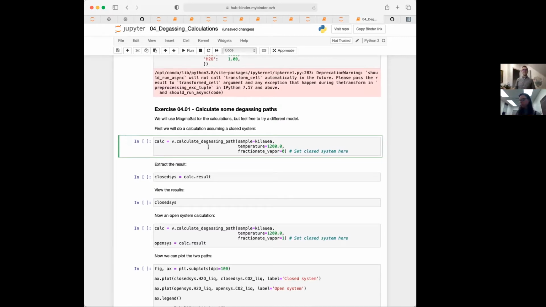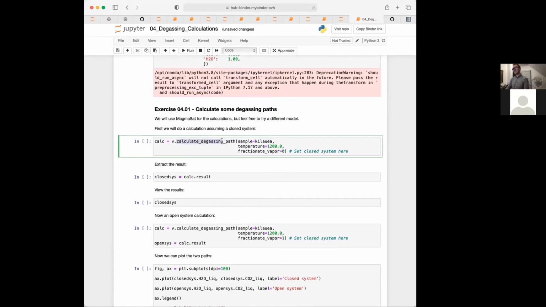So we load that information in again, and now we come to calculating degassing paths. So this is what will happen if you have this parcel of magma. Maybe it's in a melt inclusion, maybe it's just in the conduit, and it starts to decompress and rise up towards the surface. We can predict exactly what will change about its dissolved volatiles and the gas that's in equilibrium with it.